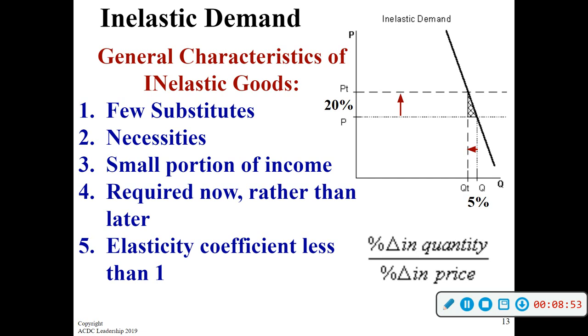And then when we calculate the coefficient, you're going to get a number that's less than 1. It's just the percent change in quantity divided by the percent change in price. If that number comes out less than 1, we're dealing with an inelastic good.